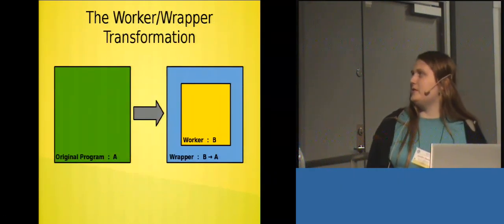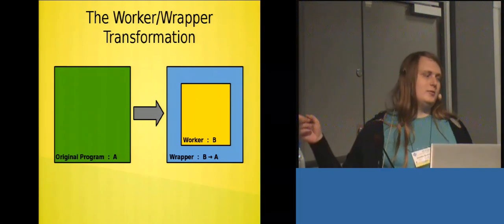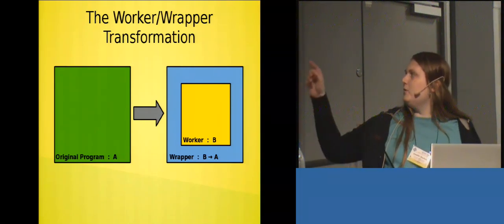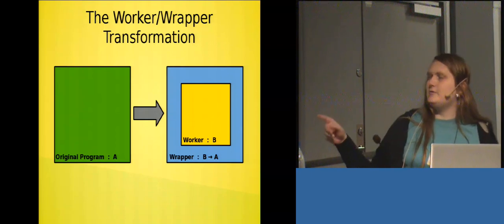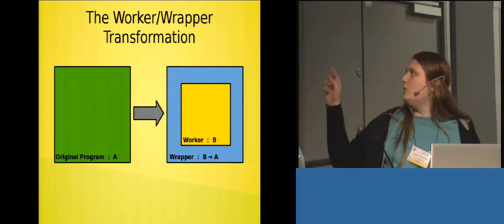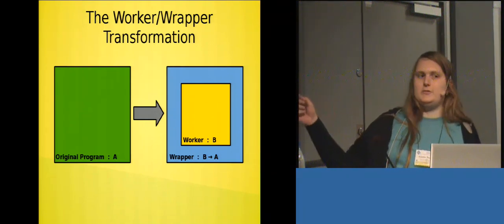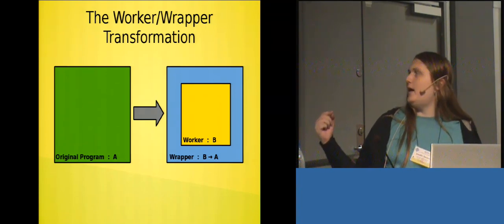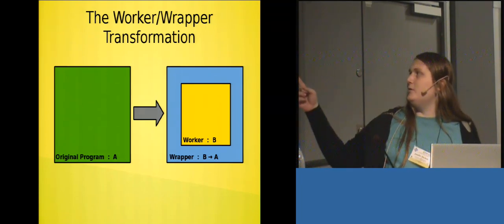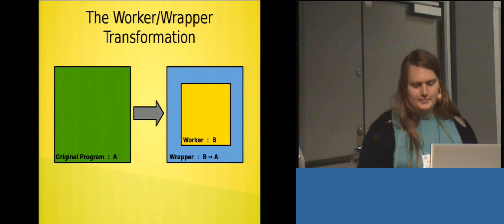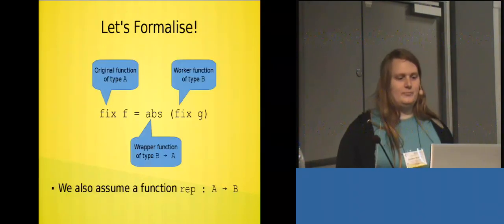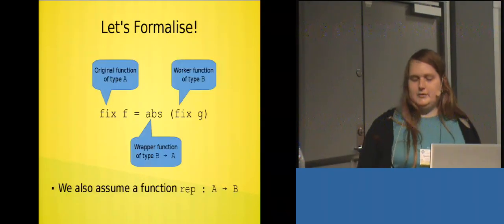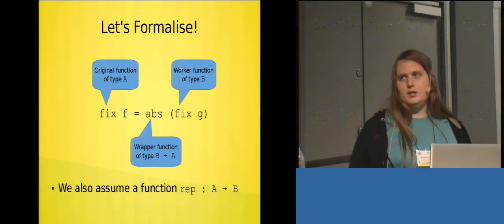So here's the worker wrapper transformation in a picture. You start with an original program, and you split it into a worker and a wrapper. The original program was type A, the worker has type B, and the wrapper converts from type B to type A. And hopefully, if we mix the yellow and the blue on the right-hand side, we get the green on the left. So let's try and make that a bit more formal.